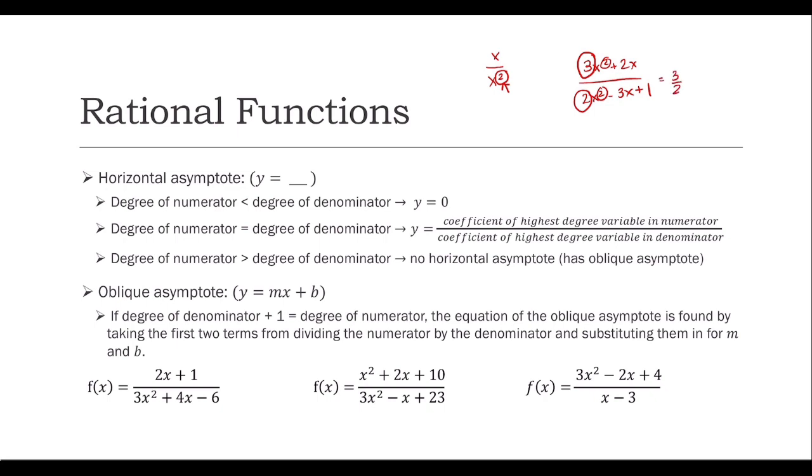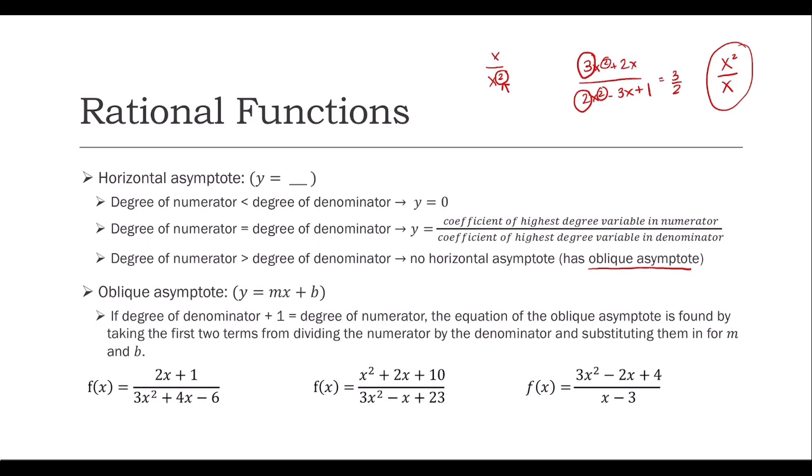Finally, if the degree of your numerator is greater than the degree of your denominator, if you had a quadratic over a linear, then there will not be a horizontal asymptote, but it will have an oblique asymptote. So your oblique asymptote is in the form y equals mx plus b. So if the degree of the denominator plus 1 is equal to the degree of the numerator, the equation will have an oblique asymptote that can be found by taking the first two terms from dividing the numerator by the denominator and substituting them in for m and b.